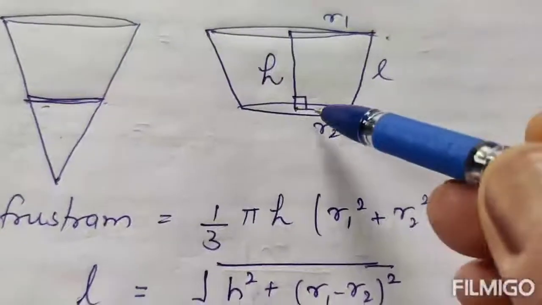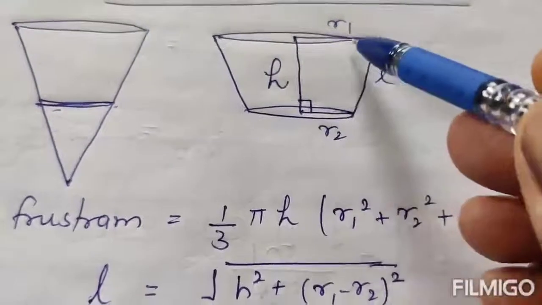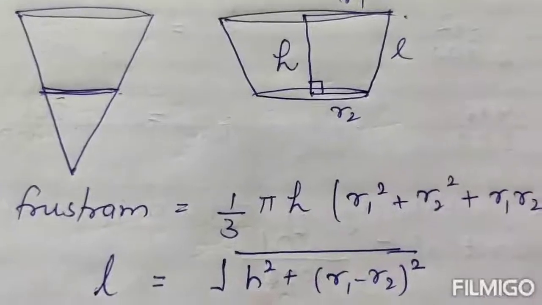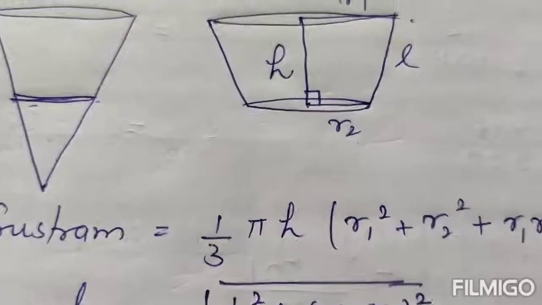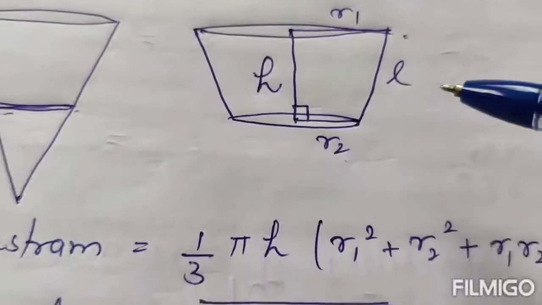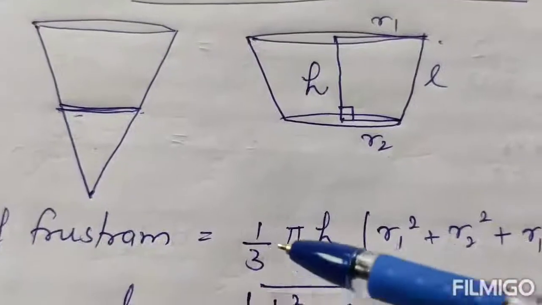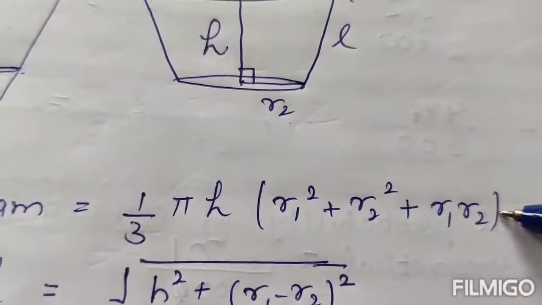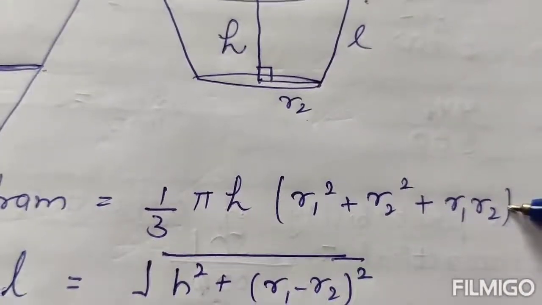The radius of the lower part is R2 and the upper part is R1. The height of the frustum is h and L is the slant height of the frustum. This is a frustum. The volume of a frustum is 1 by 3 pi h times R1 square plus R2 square plus R1 R2. This is the volume of the frustum.